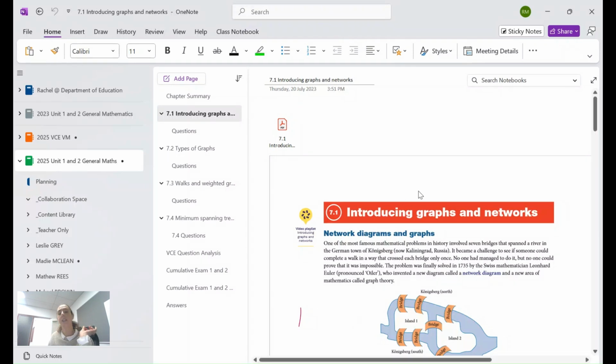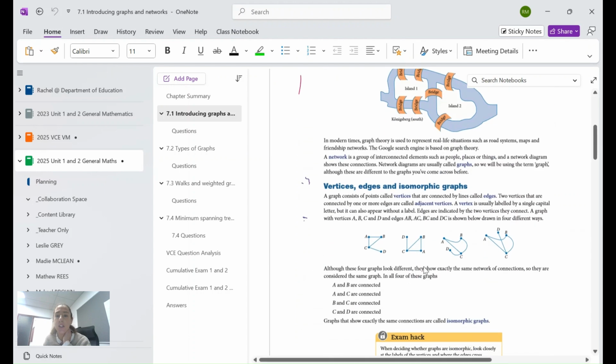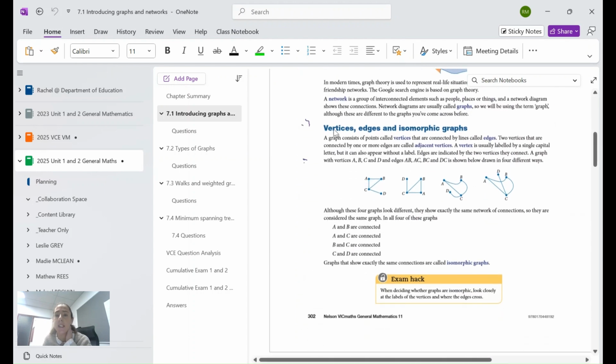I want to go back and just make sure that you are really clear on these key parts. So networks and graphs form part of next year. So you have to have this down pat, just like matrices. So just remember what vertices, edges, and isomorphic graphs are.